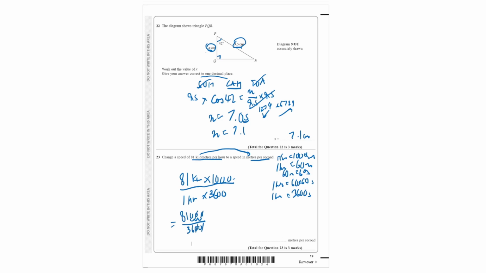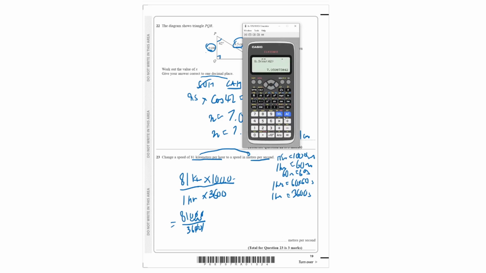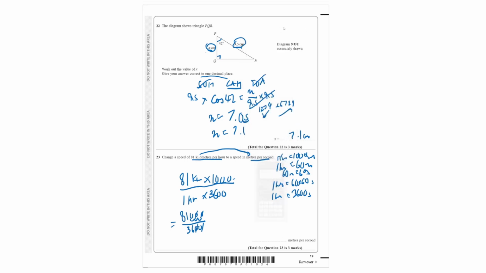And we can use our calculator here to find our answer, which is 810 divided by 36. That gives us 22.5 meters per second. 22.5 meters per second.